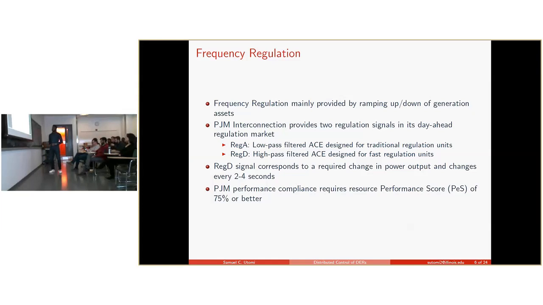The Reg D signal corresponds to a required change in the power output that occurs every 2 to 4 seconds. And PJM has this compliance performance score that has to be greater than 75% to be able to partake in the market.